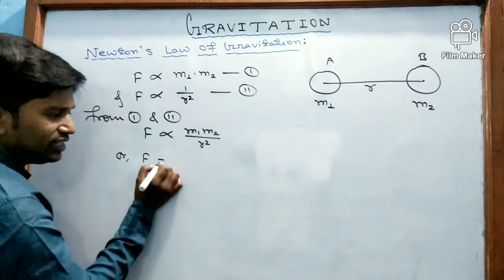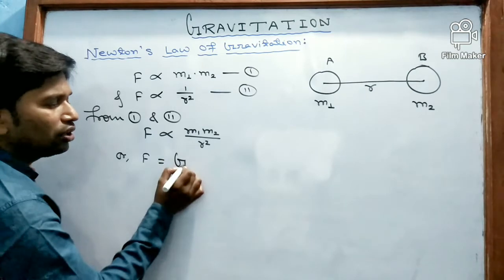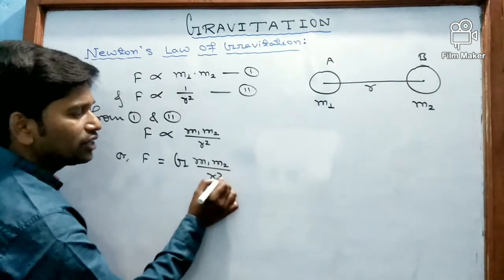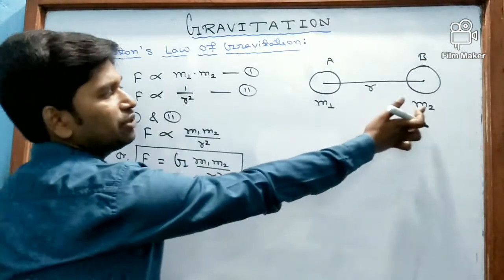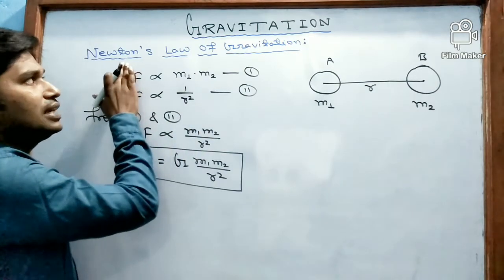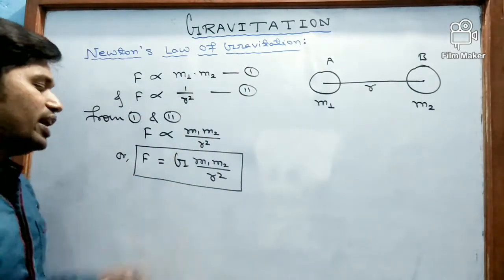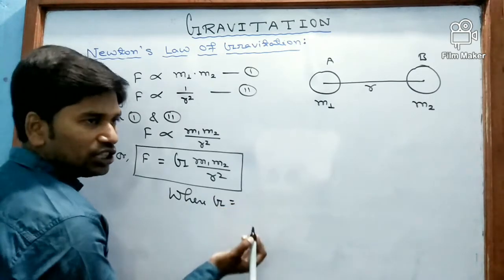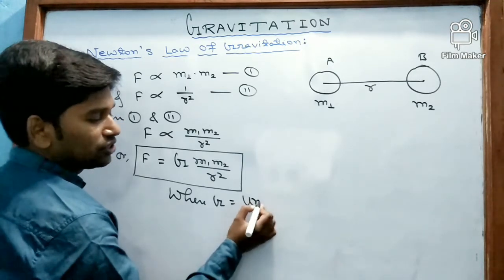Or we can write F equals G m1 m2 by r square, where, when we remove the proportionality symbol, we use a constant G. So this is the expression for force of attraction between any two bodies, obtained from Newton's law of gravitation, where G is a proportionality constant and is called the universal gravitational constant.